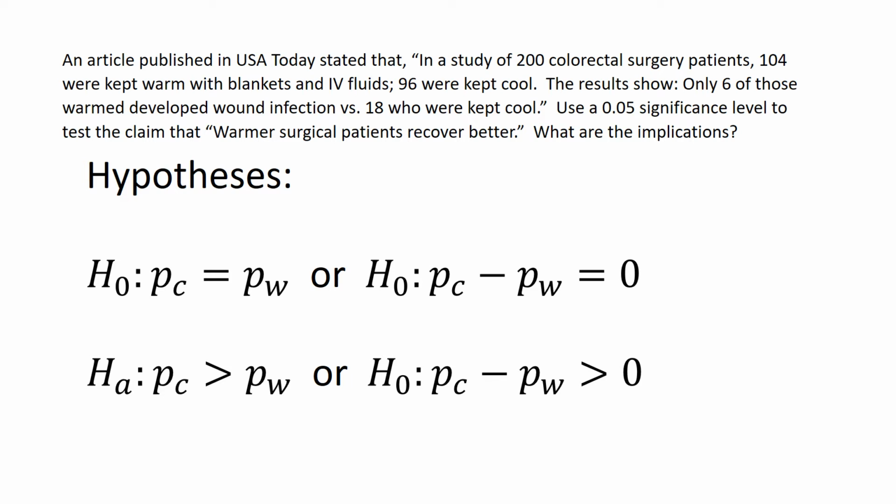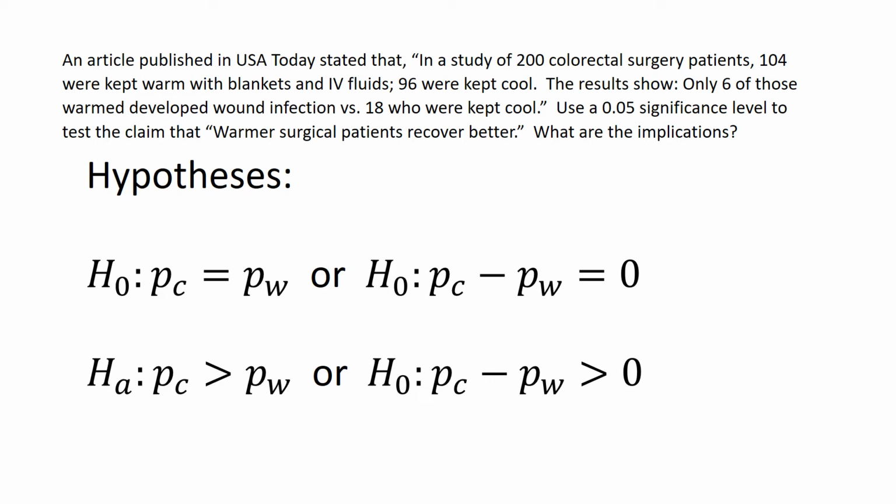Our alternative hypothesis, warmer surgical patients recover better. Warmer surgical patients recover better. Okay, but what does that mean in terms of proportion of infections? Recovering better means no infections. So the group with fewer infections would be the group that recovers better.